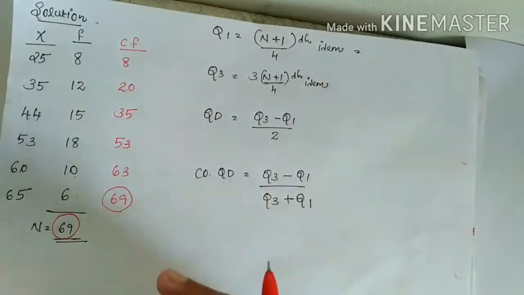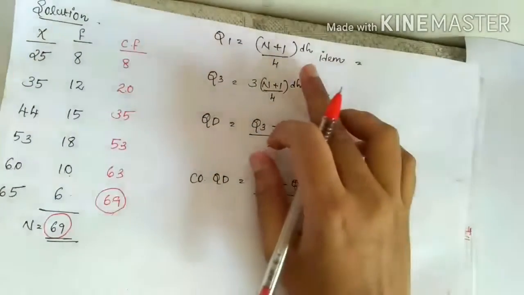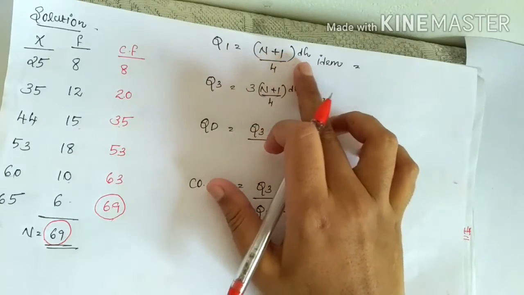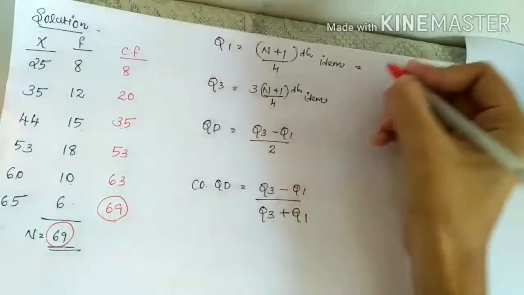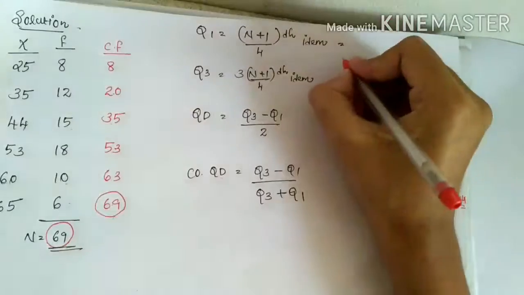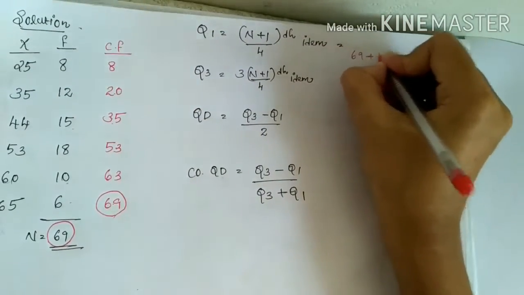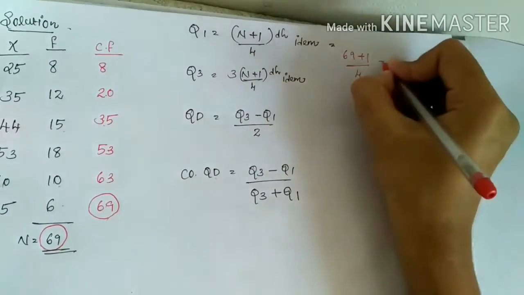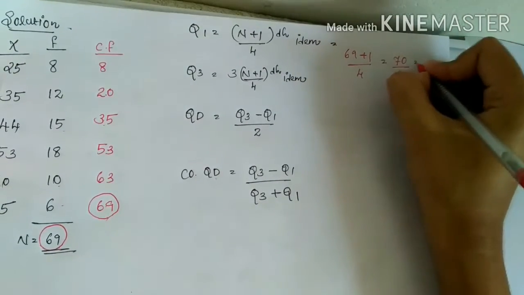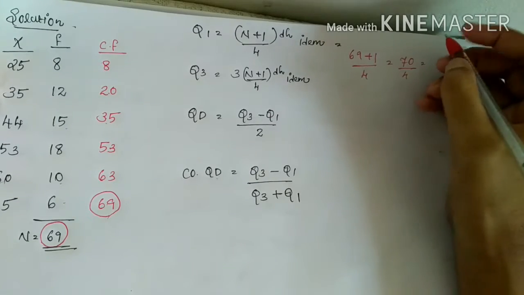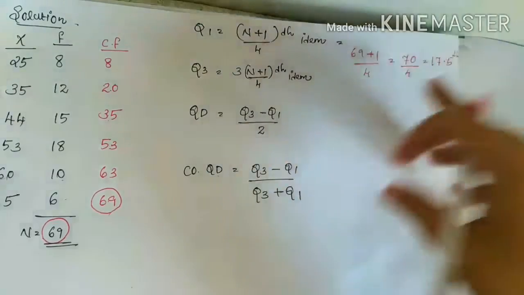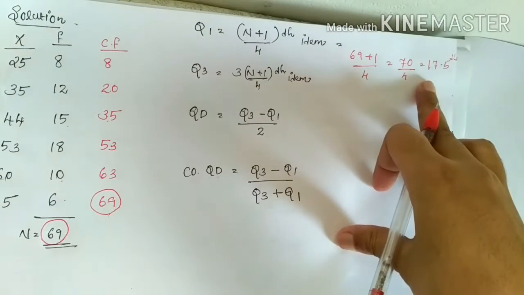After finding the cumulative frequency, next is to find the value of Q1. Here Q1 is equal to the (n plus 1) by 4th item, where n is 69. So 69 plus 1 divided by 4th item, that is 70 divided by 4. The answer is the 17.5th item.